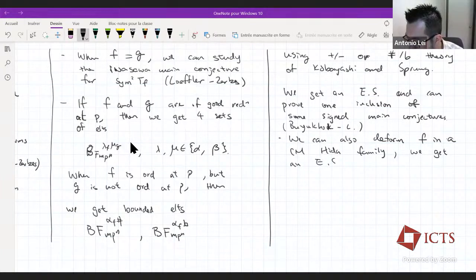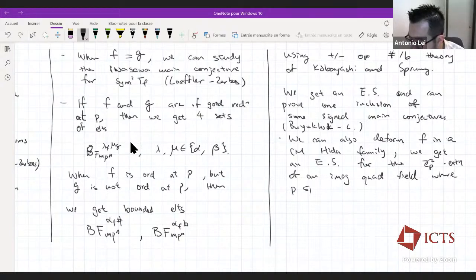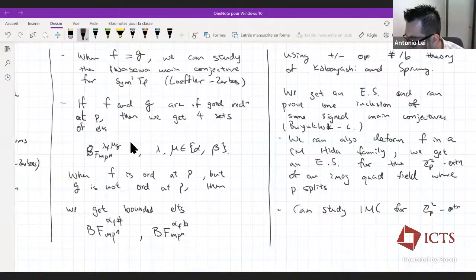We get an Euler system for the Z_p squared extension of an imaginary quadratic field where P splits, and then you can study Iwasawa main conjecture for this Z_p squared extension as well. So there are lots of works that can be done using these elements, and after this, there are lots of recent works for other representations.